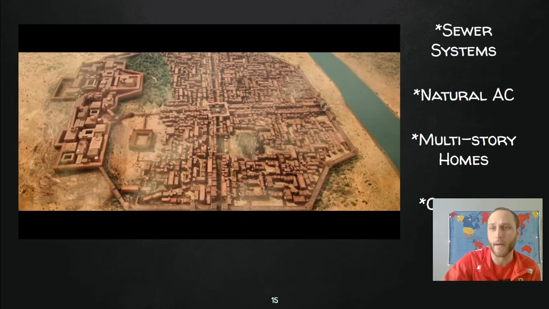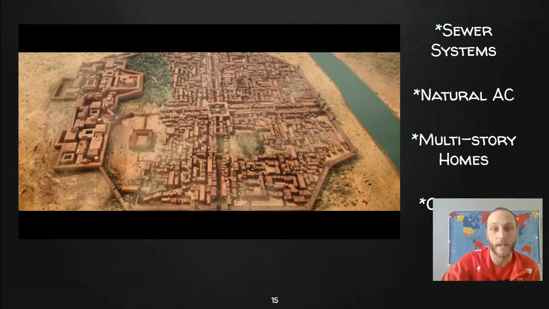Some of the things you might remember, they had sewer systems where they actually had a way of taking waste underground, which was very unheard of back then. They had a natural form of air conditioning, which basically just means they had windows up very high so that they could let the air sweep through. They even had an ancient form of screens. They had multi-story homes, which is very unique because most of our ancient places have just small mud brick homes. And then they also had organized streets.